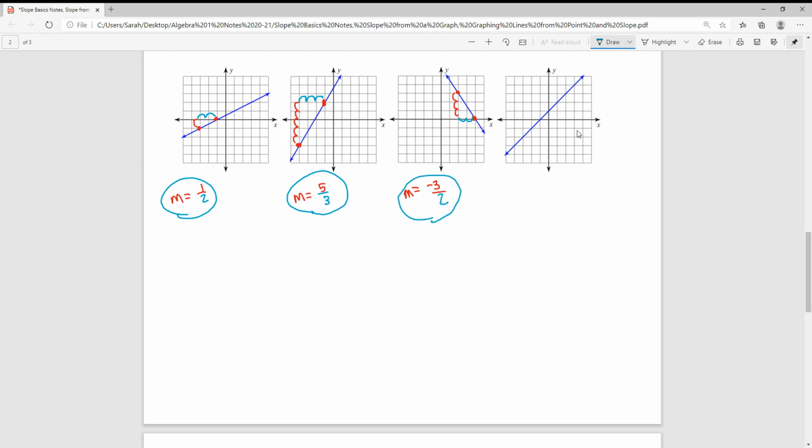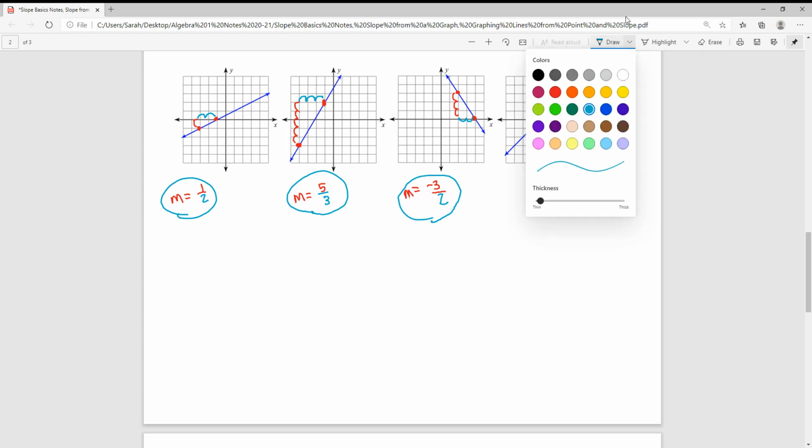You may have noticed that these two were improper fractions. We're just going to leave them as improper fractions, so I don't want you to write, for instance, this one negative 1.5. It's easier for slope counting purposes to leave it as a fraction, so don't change it to a decimal, don't change it to a mixed number.